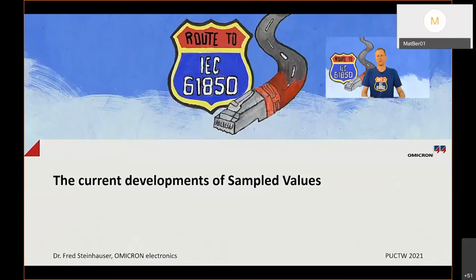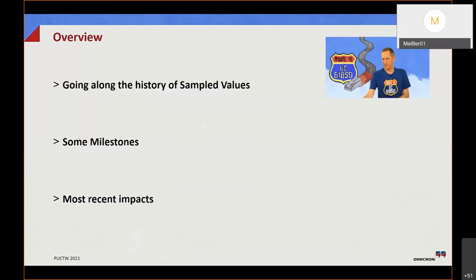Okay, so my topic will be now sampled values. Not the first time that I talk about this, and people who have seen presentations from me might again recognize the one or other slide, but I want to roll up the whole story for you again. So what will we have in the next half hour?